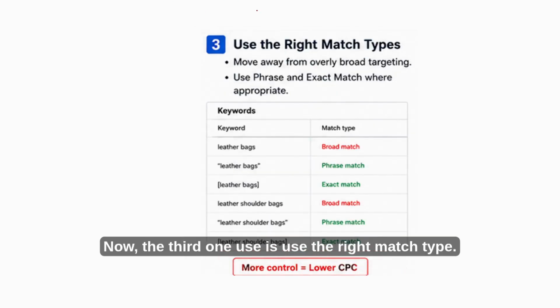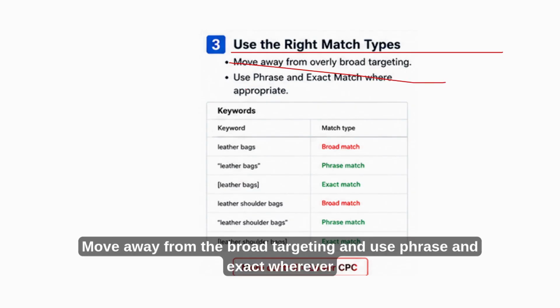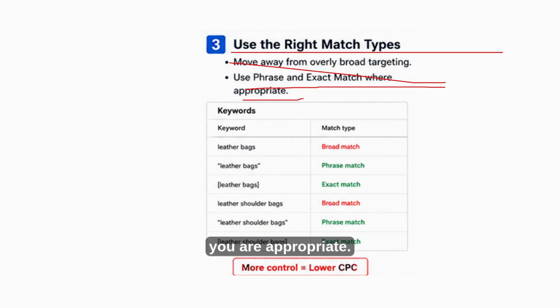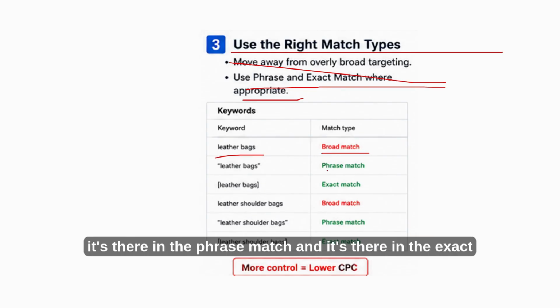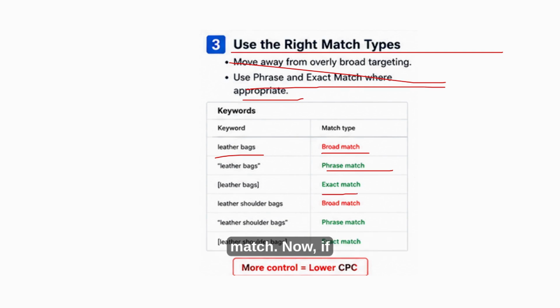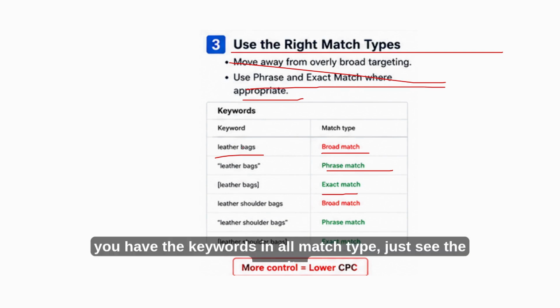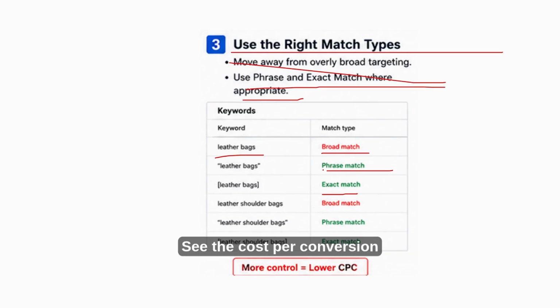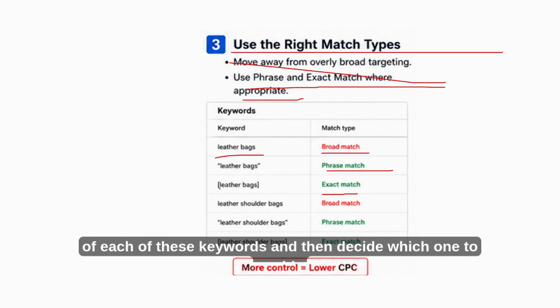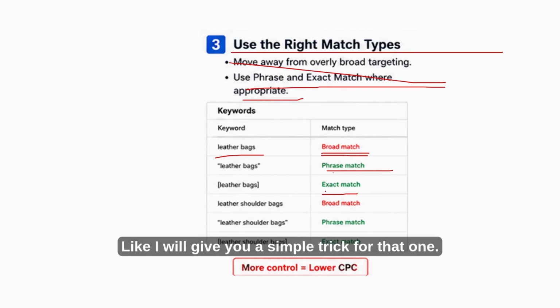Now the third one: use the right match type. Move away from broad targeting and use phrase and exact wherever appropriate. For example, here the 3 match types are there. Leather bags is there in the broad match, in the phrase match, and in the exact match. Now, if you have the keywords in all match types, just see the results, for which match type you are getting higher conversions. See the cost per conversion of each of these keywords and then decide which one to enable and which one to pause. I will give you a simple trick for that.